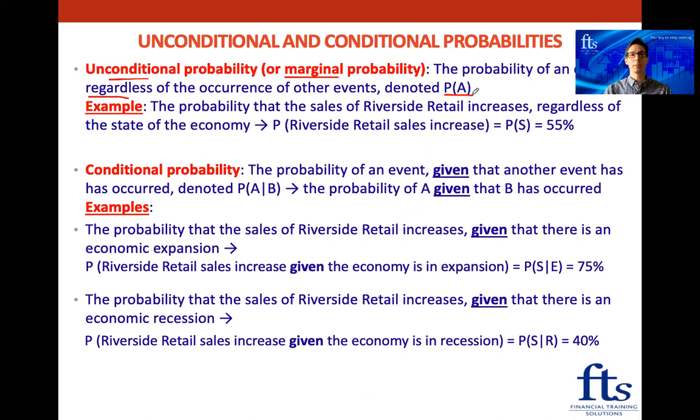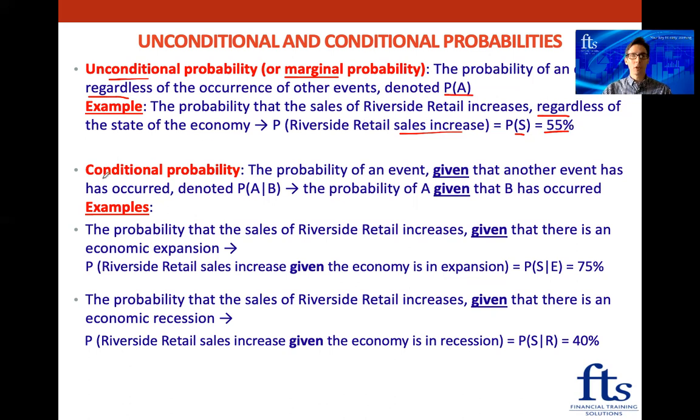So let's try this example here. They give us the probability that the sales of Riverside retail increases regardless of the state of the economy. So we can denote it like this: the probability just that their sales increase, we can call it P(S) for short, that is going to be 55%. So that is going to be an unconditional or a marginal probability.